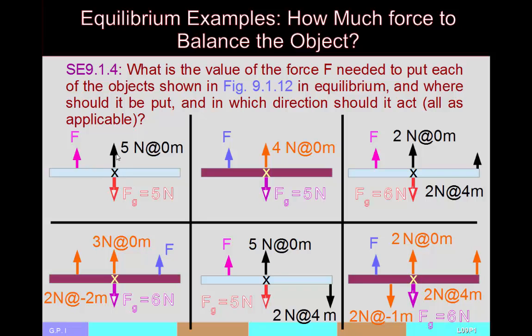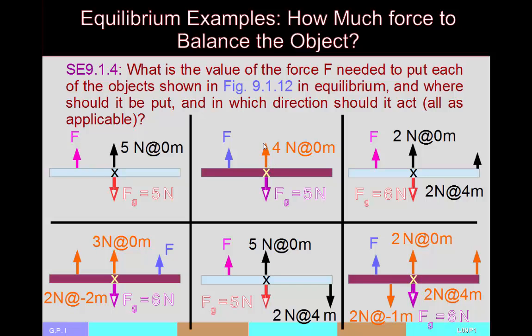Well, you have a downward force of 5 newtons, you have an upward force of 5 newtons. That means that F needs to be 0 in order for the forces to balance. So F is 0 here. Question, are the torques balanced? Well, since these two other forces are at the same position, the torque is balanced. And so that works. 0 newtons is needed to balance the system.